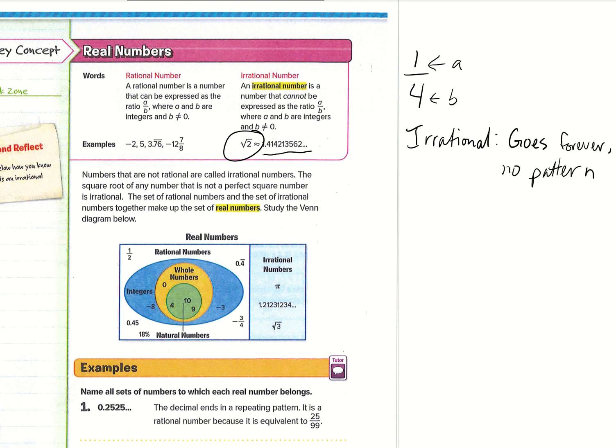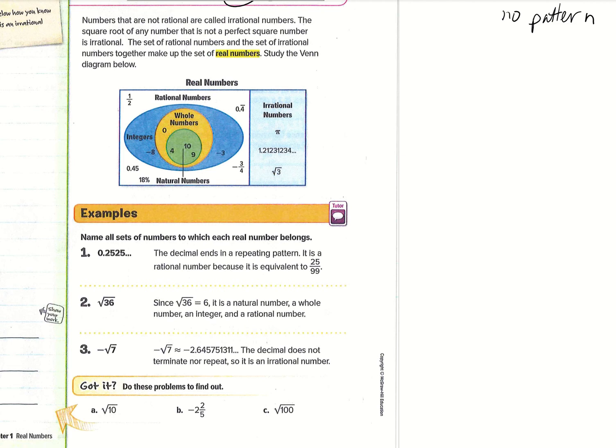So irrational goes on forever and it doesn't have a pattern. If you type square root of 2 on your calculator and hit enter, or look at what they did in the book, you can see there's not really a pattern. There's also no way to write it as a over b where they are both integers.